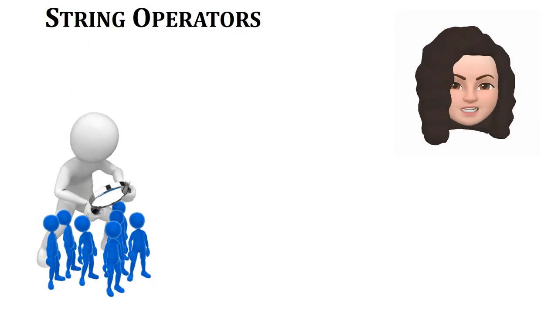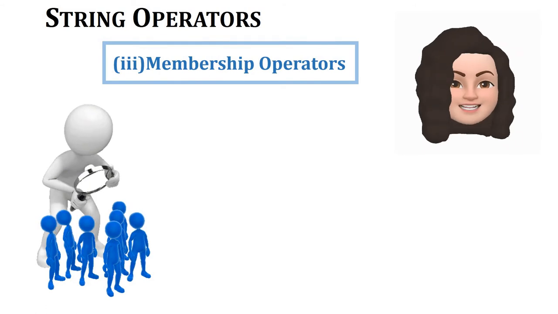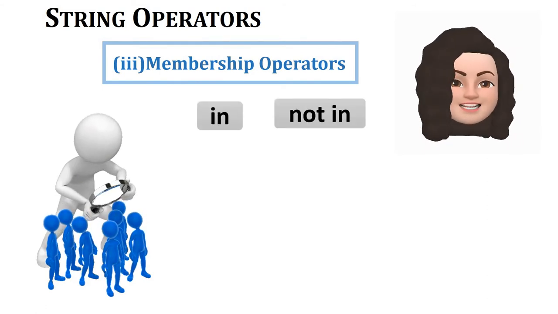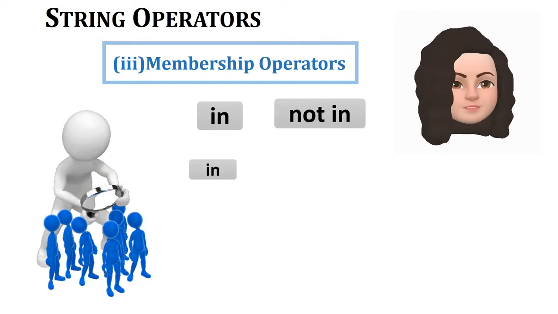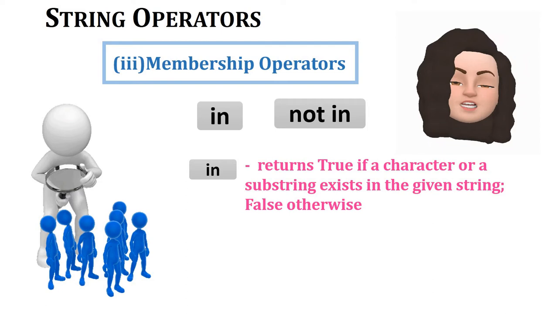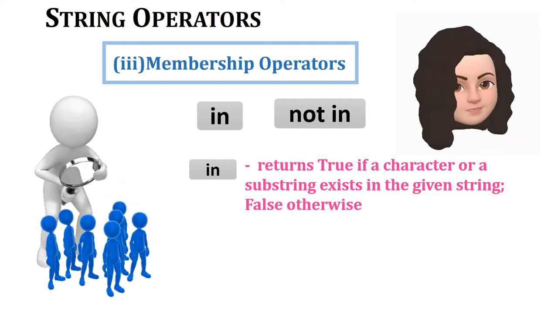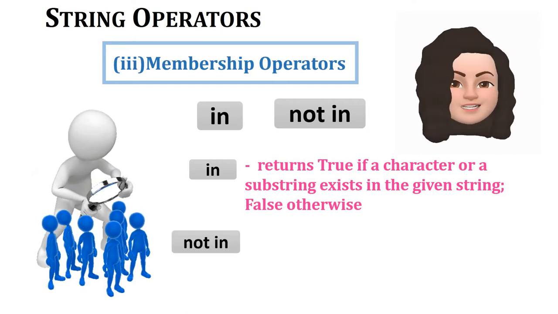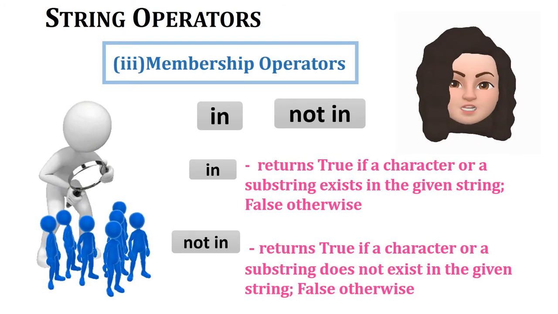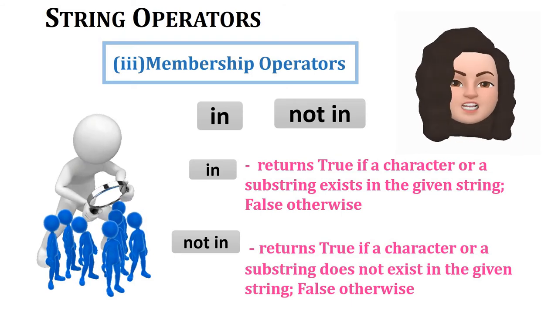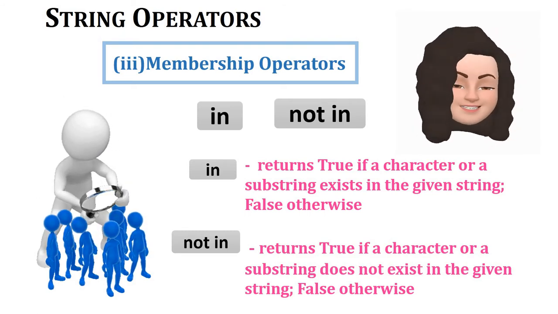The next string operator is the membership operator. There are two membership operators, in and not in. The in operator returns true if a character or a part of a string, or a substring, is present in a given string. If it is not present, it returns false. The not in operator returns true if a character or a substring or a part of a string does not exist in a given string. If it exists, it returns false.